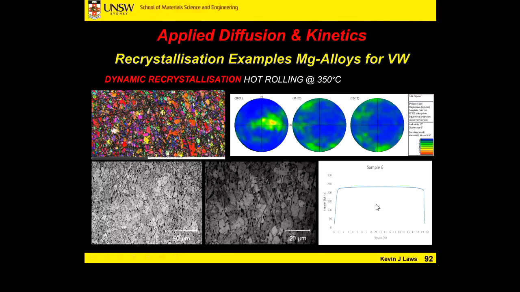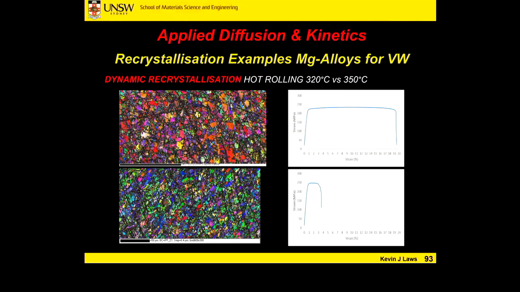Simply by changing that hot rolling temperature, we change the properties of the material that's coming out the other end. This material under these conditions is what would then be used in an automotive application. All due to dynamic recrystallization. So there's an application. Hopefully you can appreciate the importance now of this process.